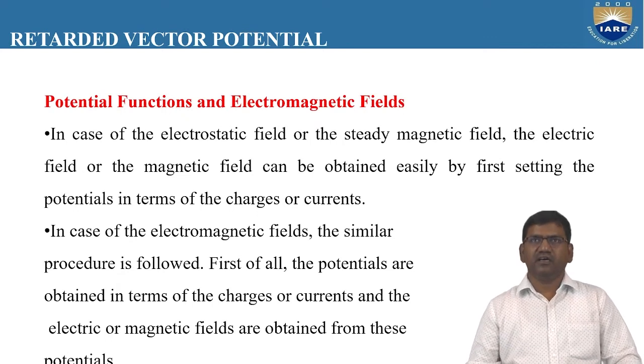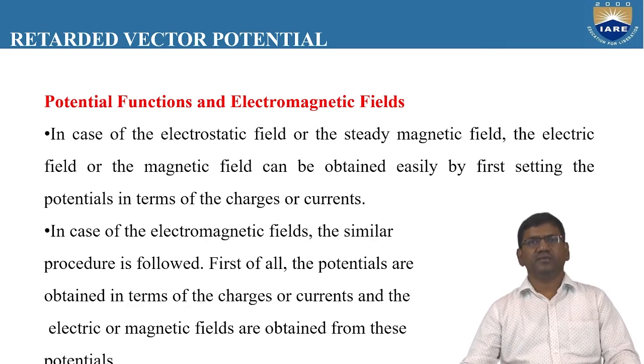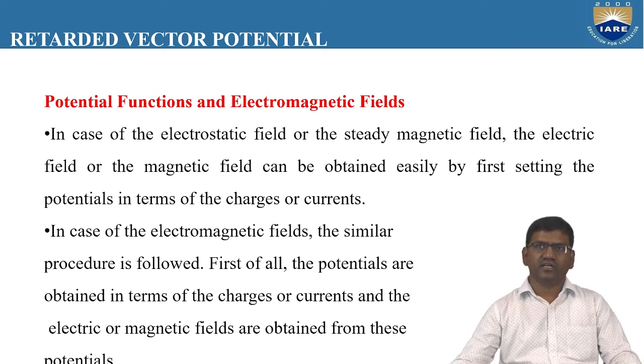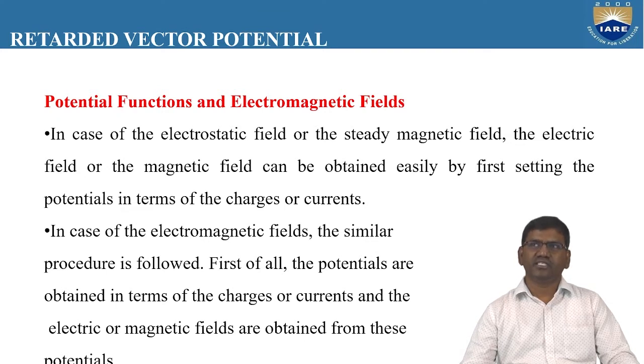Now we'll see what the potential functions are for electromagnetic fields. In case of the electrostatic field or the static magnetic field, the electric field or the magnetic field can be obtained easily in terms of charges or currents. If we want to measure the potential due to the electric field, we need to consider the charges. If we want to find the magnetic field, we need to consider the current. In case of electromagnetic fields, a similar procedure is followed. First of all, the potentials are obtained in terms of charges or currents. We are going to produce the fields E and H, which can be calculated by means of the potentials.